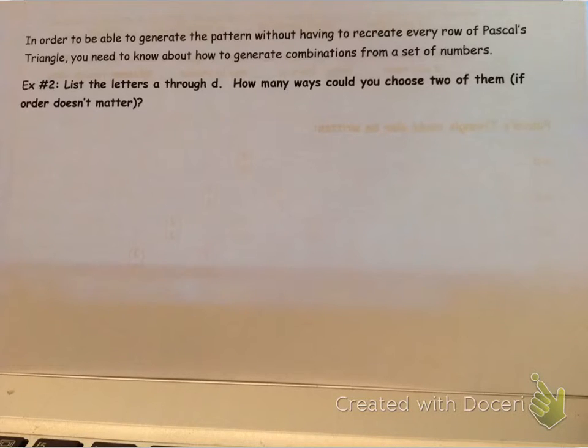So in order to understand what that formula is doing, we're going to be talking about some probability. Way back when you did probability, you learned how to do combinations of things. What a combination means: it says list the letters A through D, and how many ways could you choose two of them. When order doesn't matter, if you choose A and B, it's the same thing as if you chose B and A. That's what order not mattering means.